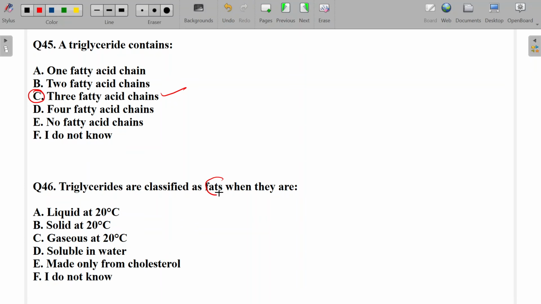So they are fats. So when you look at fats, are they liquid or are they solid? Fats are solids. So meaning that if they are solid at 20 degrees Celsius, they are fats. Okay. So the answer is B.